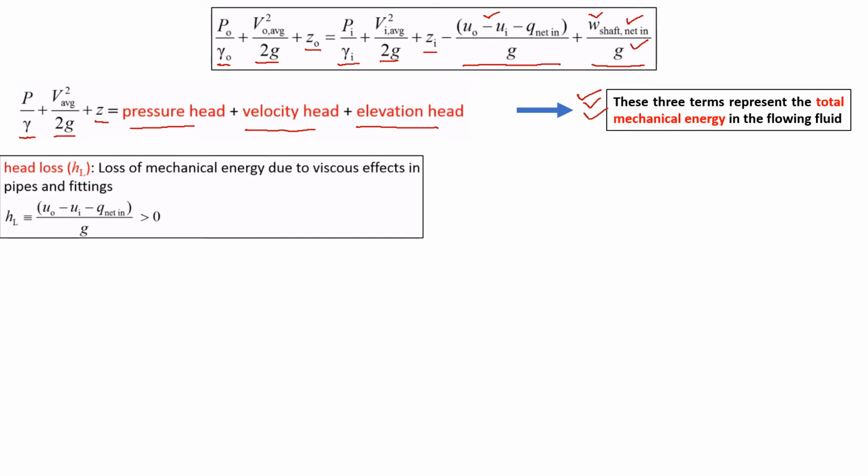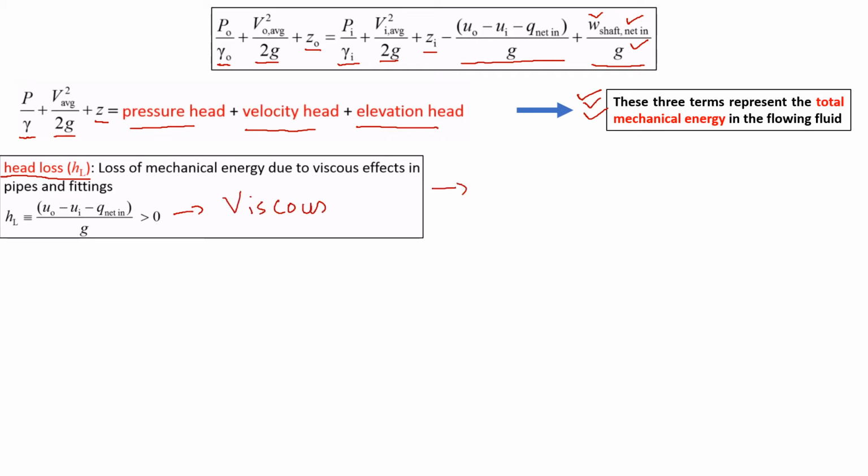So let's see what these losses will be in this case. This term here represents losses. These are called the head losses, and this is the loss of mechanical energy due to viscous effects in the pipes and fittings. And this will always be greater than 0 if our fluid is viscous.